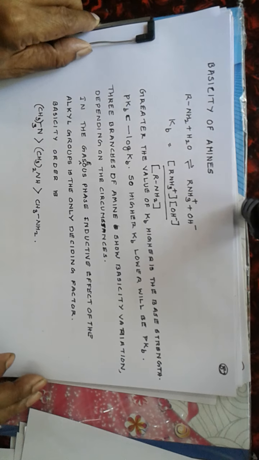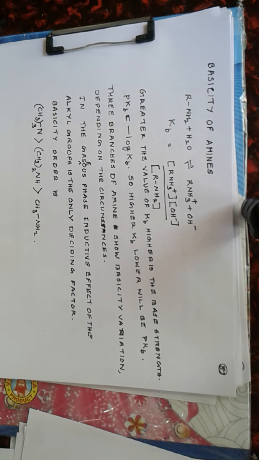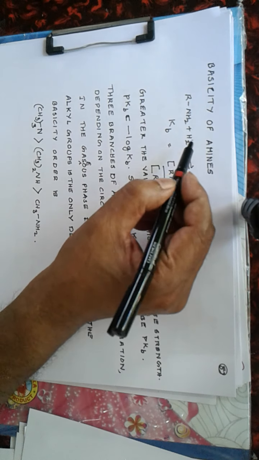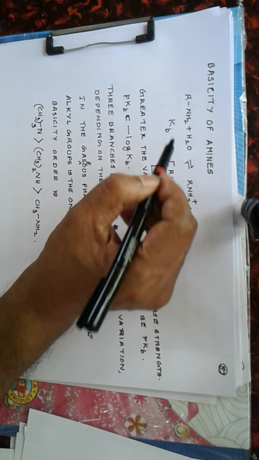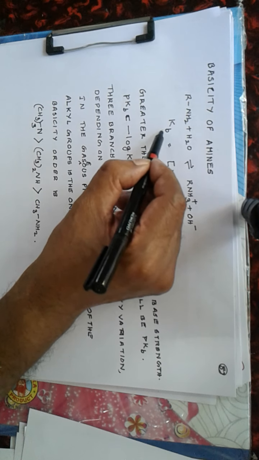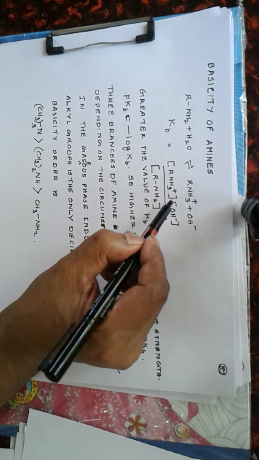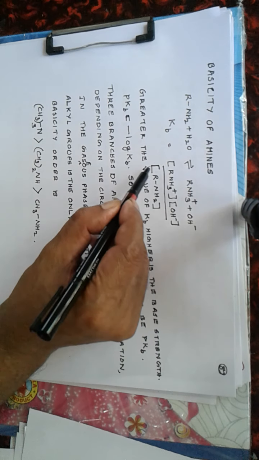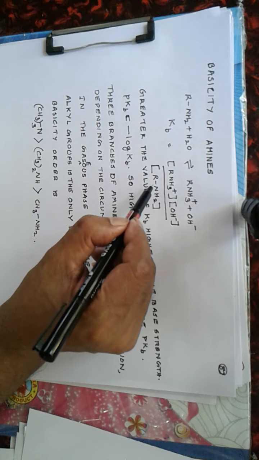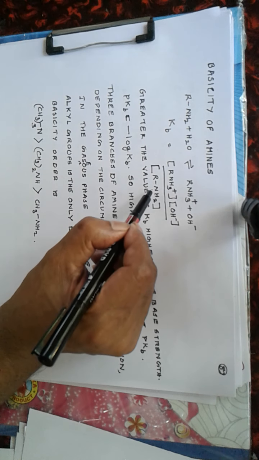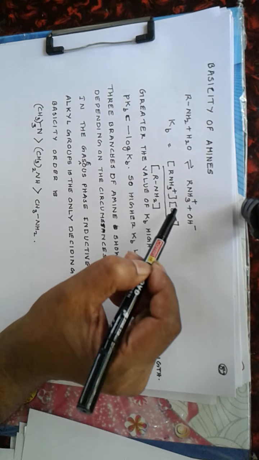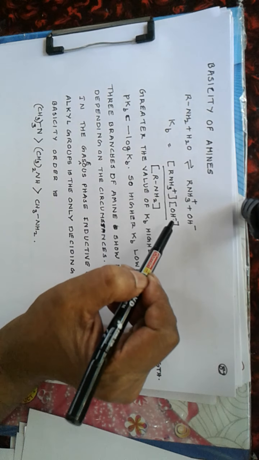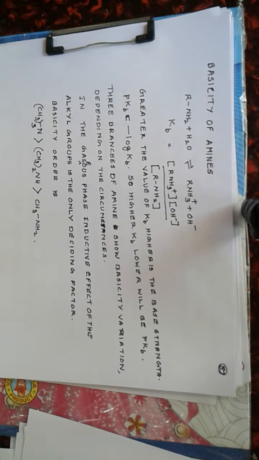Now coming to the basicity of amines. Now an amine RNH2, for example, a primary amine, reacts with water producing RNH3 positive and OH negative. Now the equilibrium constant Kb is given by concentration of RNH3 positive into concentration of OH negative divided by concentration of undissociated or unreacted RNH2. And greater the value of Kb, greater will be the concentration of OH negative, and higher will be the base strength of the base or amine.